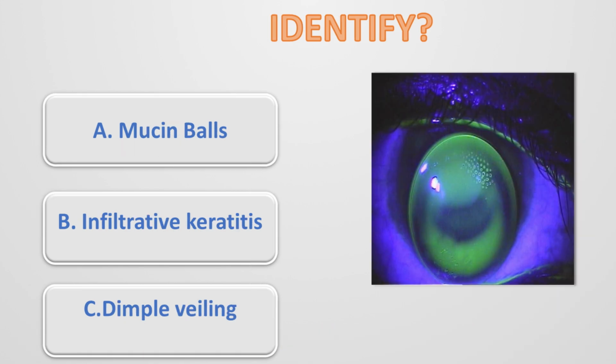Next question. Identify the condition. Options are: A, mucin balls. B, infiltrative keratitis. C, dimple veiling. The correct answer is dimple veiling. This condition occurs in RGP lenses where small bubbles formed under the lens causes dimples on the cornea.